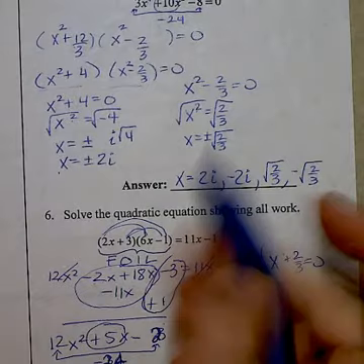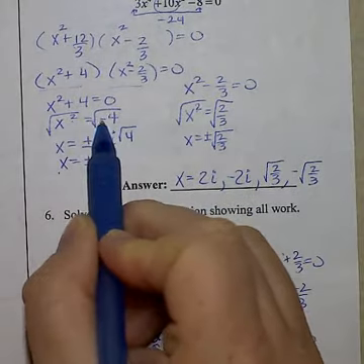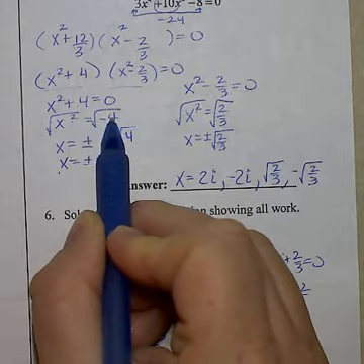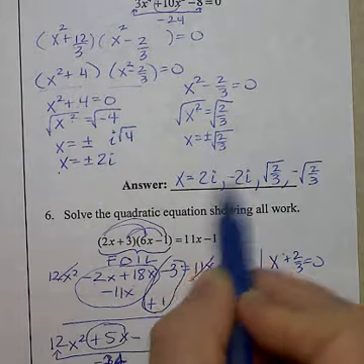Number 5, 2 of the answers are complex. What led to these being complex? You were asked to take the square root of a negative number. The negative had to come out first before you could take the square root. When the negative came out front, it became an i. An imaginary number becomes a complex solution.